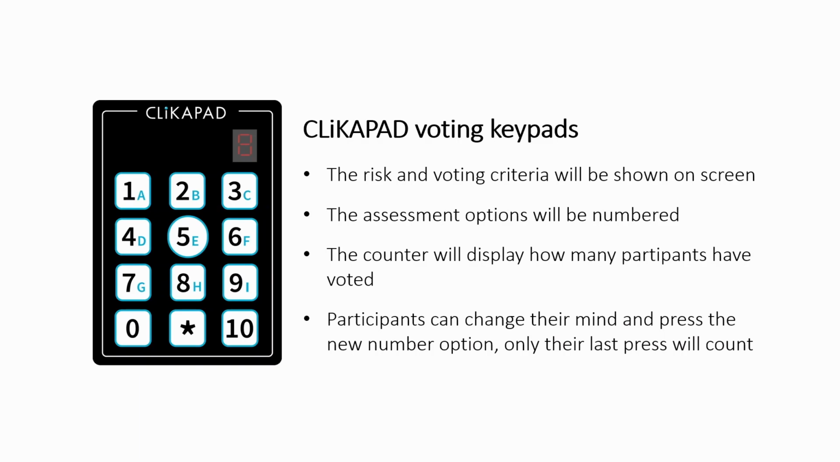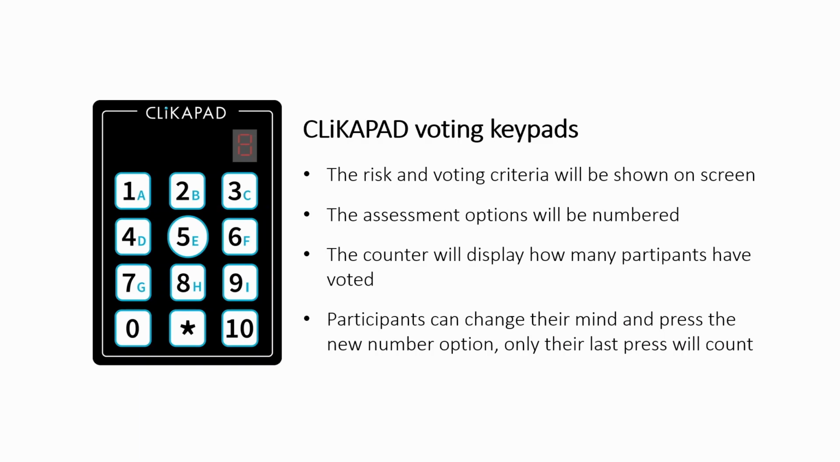So, we show each of the risks on screen and which criteria we're voting on, and I'm going to show you what that looks like next. But essentially, all they've got to do is press the number on the keypad that corresponds with the assessment option that they want to choose. If they change their mind while that vote is open, they can press again. The system will only take one vote per device.